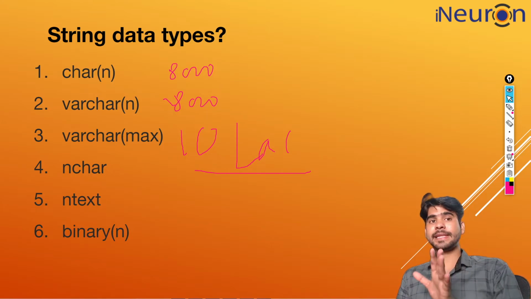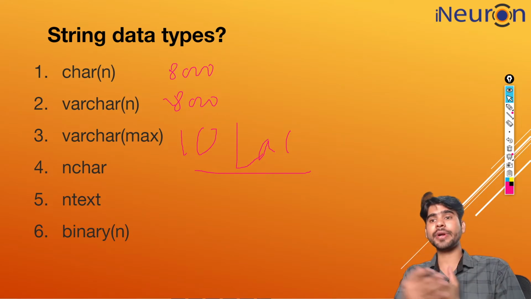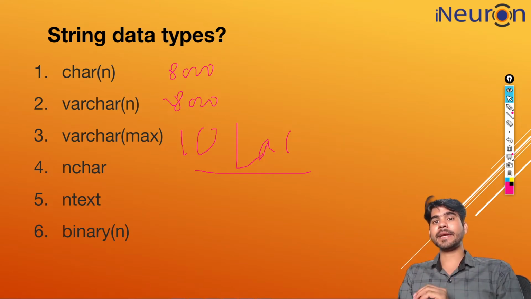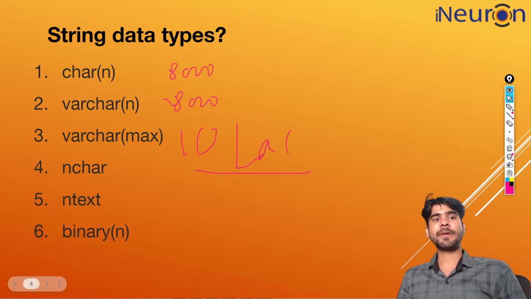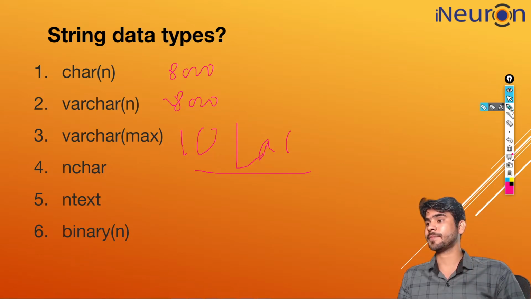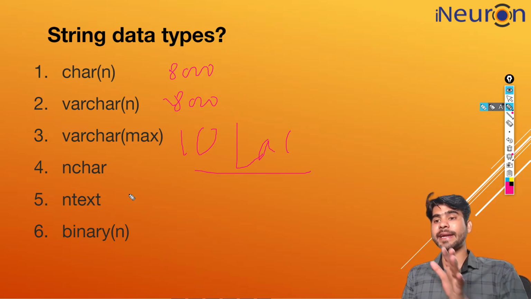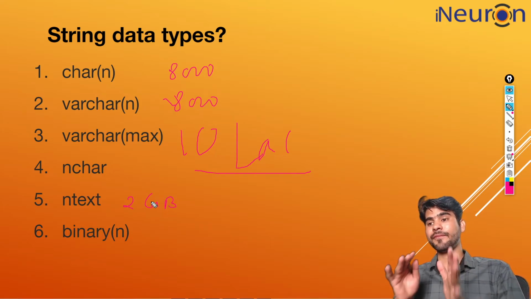Next we have nchar. It is a fixed width Unicode type. Whenever you want to add Unicode string data in your table or in your particular column, you can define nchar. Next we have ntext. It is a variable width Unicode string type, and you can define up to 2 GB of text data. So whenever you want to define Unicode data in your particular column, you can use ntext, and you can add 2 GB of data in this column. 2 GB, okay, it's a very large size, guys.